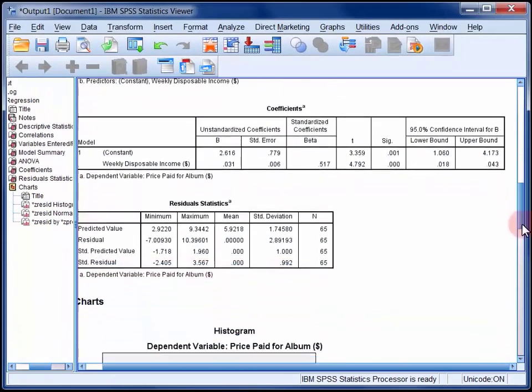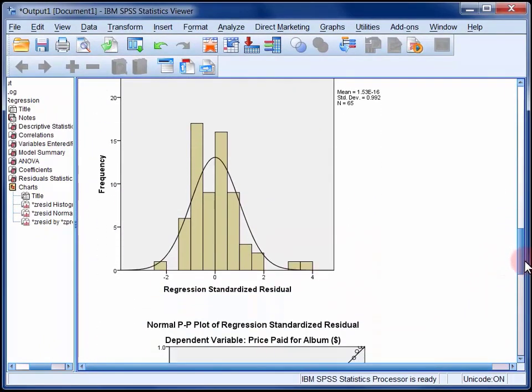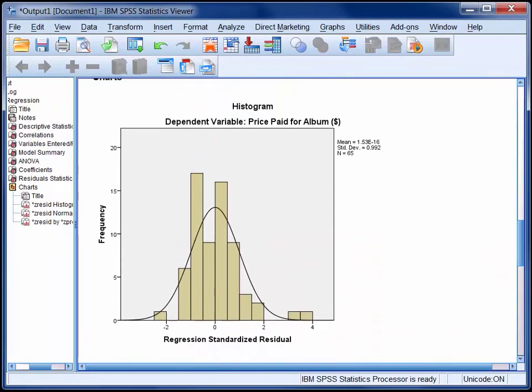Now we'll skip over the residual statistics table and look at the charts. And these charts are used to assess the regression assumptions of normality, linearity, and homoscedasticity of residuals. Now the normality of residuals assumption can be assessed by looking at this histogram, and this plots the standardized residuals from smallest to largest. If this histogram conforms reasonably well to the normal distribution overlaid on top of it, as it does here, then we can conclude that the normality of residuals assumption has been met.